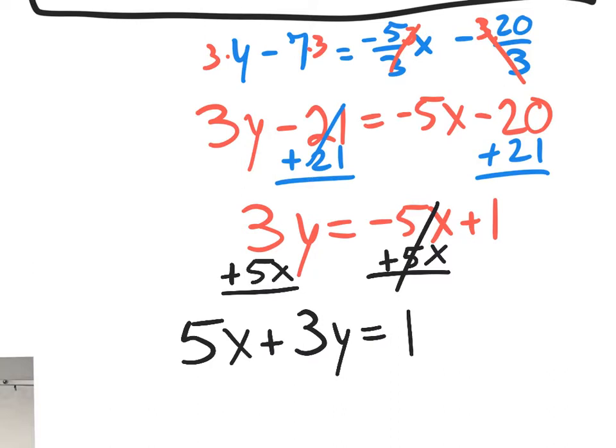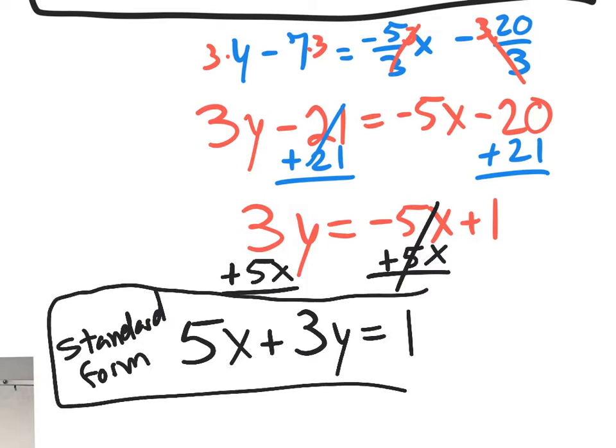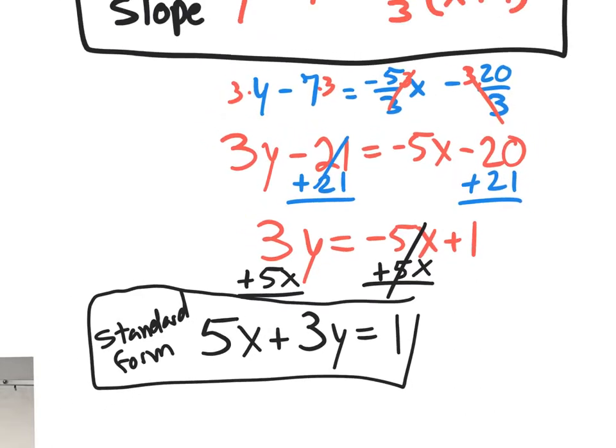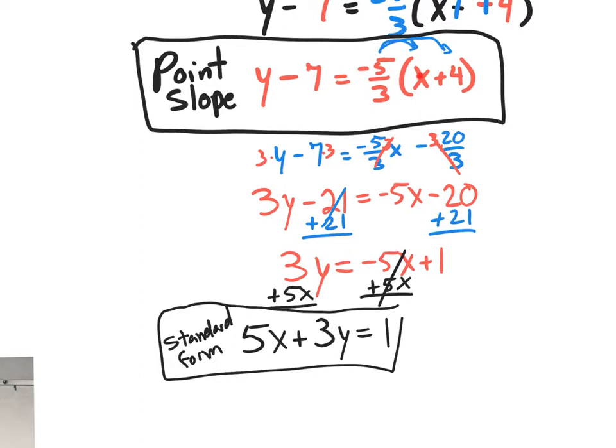Ladies and gentlemen, this is our standard form equation. So that's the same equation, just written in standard form. So yes, we have our point slope form that we found up here, and our standard form that we have right here. The only form left is slope intercept. Slope intercept is having y by itself.